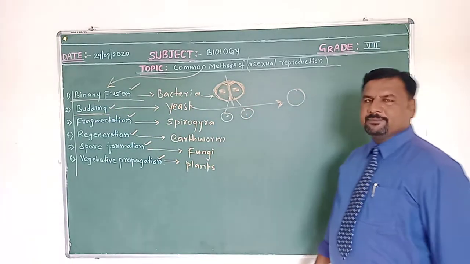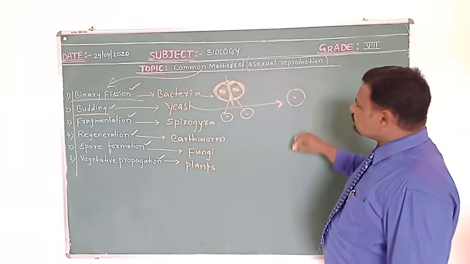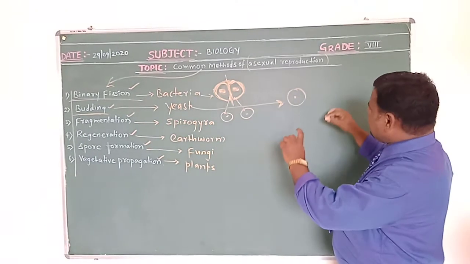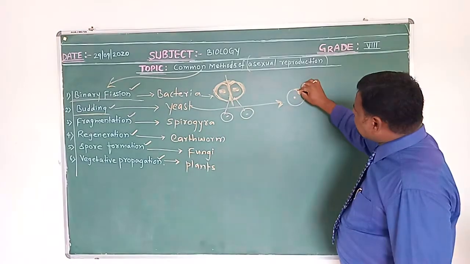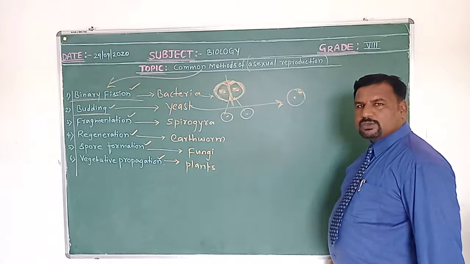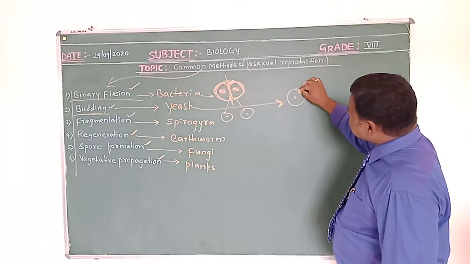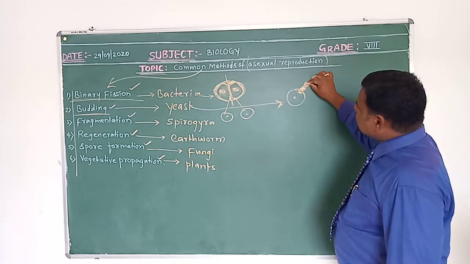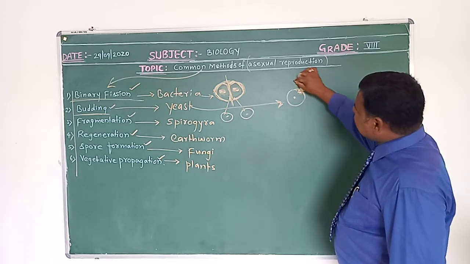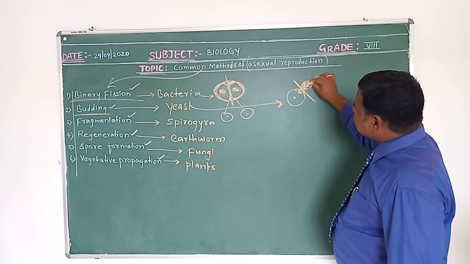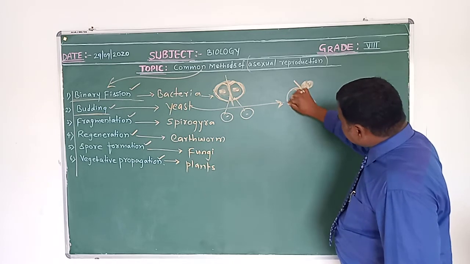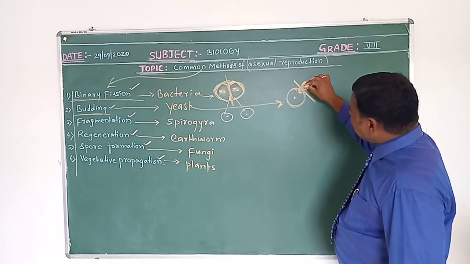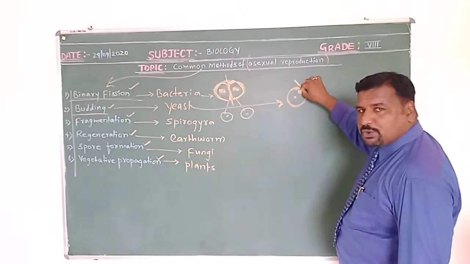What is budding? This is a yeast cell. On the yeast cell, a small outgrowth appears, and this outgrowth starts growing slowly. When it grows to a bigger size, this outgrowth forms on the parent cell. This is the parent yeast cell. In the initial stage, a small outgrowth forms here.